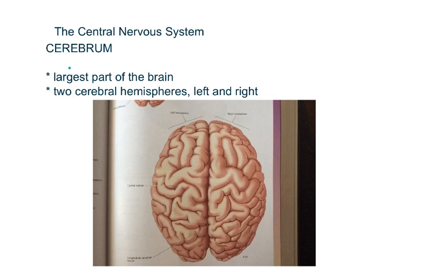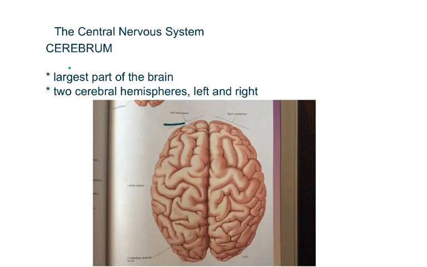So if we remember, it's the brain and the spinal cord, and all the information to and from the body to the brain goes through that spinal cord. So we're going to start with the cerebrum. So the cerebrum is the largest part of the brain and it has two hemispheres. We've got the left and the right.